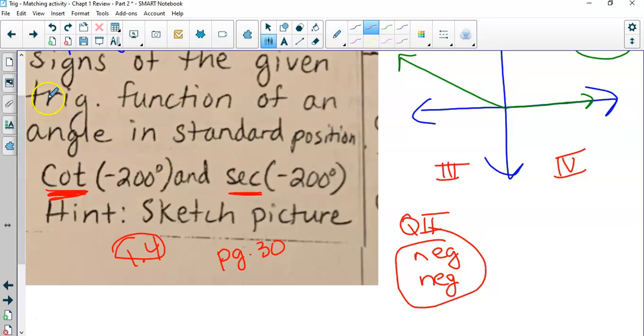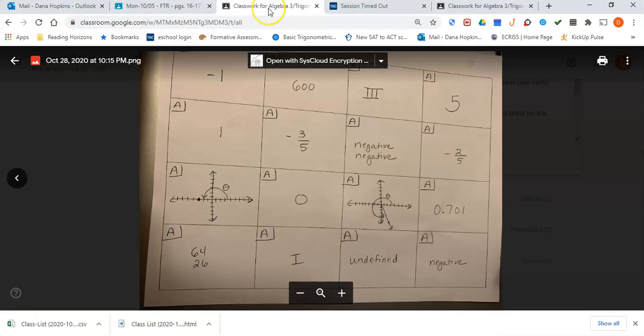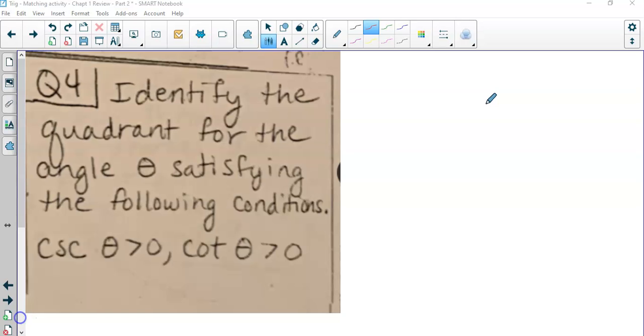Okay, so what are the signs of these trig functions? Cotangent, secant, they're both negative, and let's look that up on our answer key just to make sure that's an option. So we're looking for a negative and a negative. Here it is, negative, negative. So that one checks out as well.